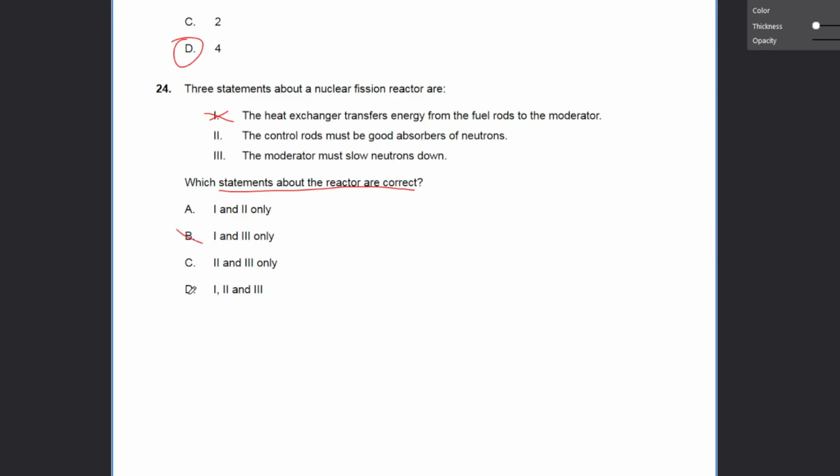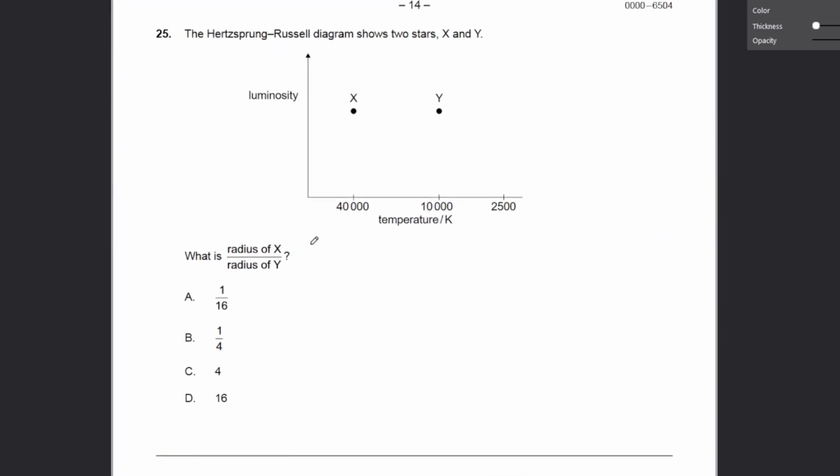It can't be B. But it also can't be A. It can't be D because we eliminated 1 already. That means the answer is C. But let's look at 3. The moderator must slow neutrons down. So yes, this is correct. We need to increase the probability to induce further fission reactions. So C is the answer. And last question, there are only 25 questions in the 2023 syllabus for paper 1A.